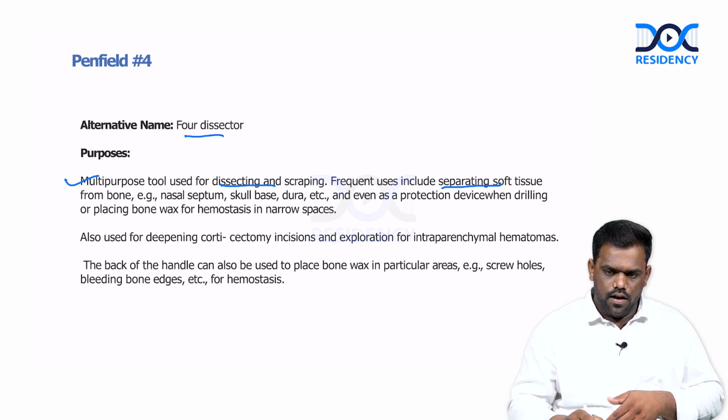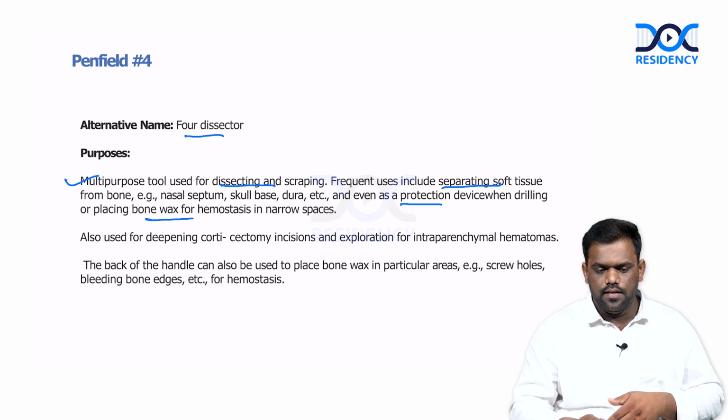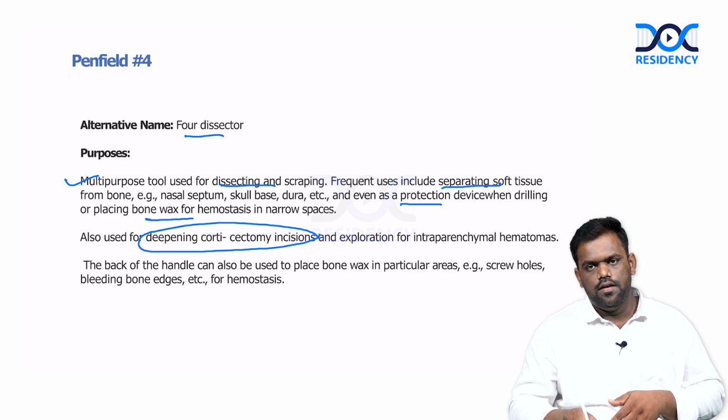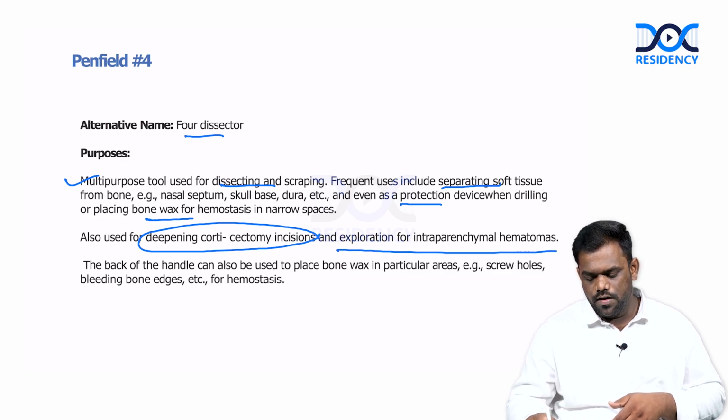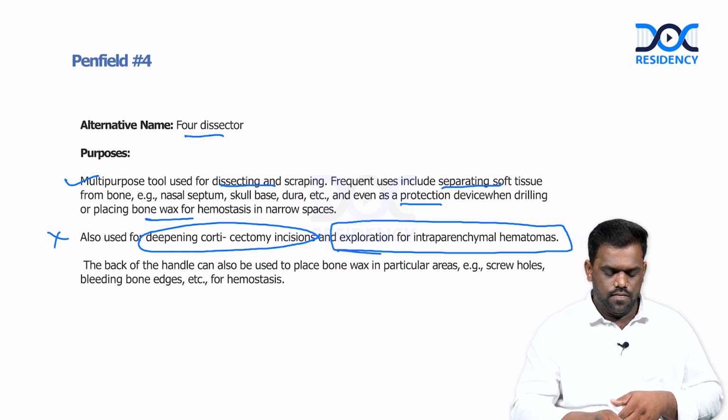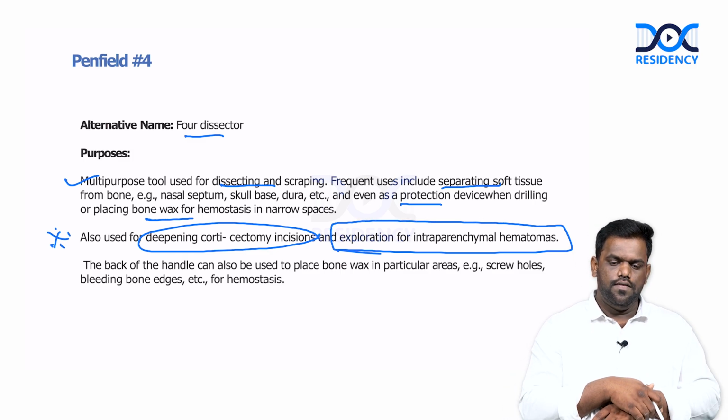You can also use it for protection, and you can apply bone wax for hemostasis in narrow spaces. It is also used for deepening the corticotomy incision, and for the exploration of intraparenchymal hematoma. For this purpose we can use this Penfield 4.